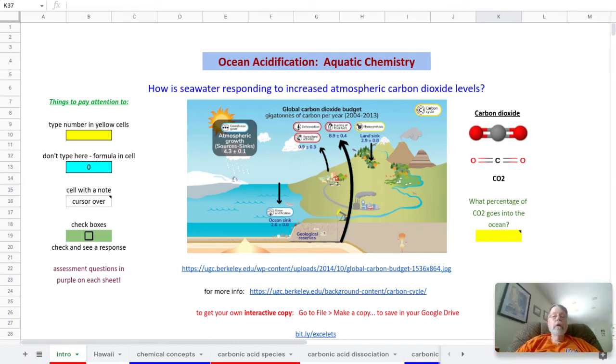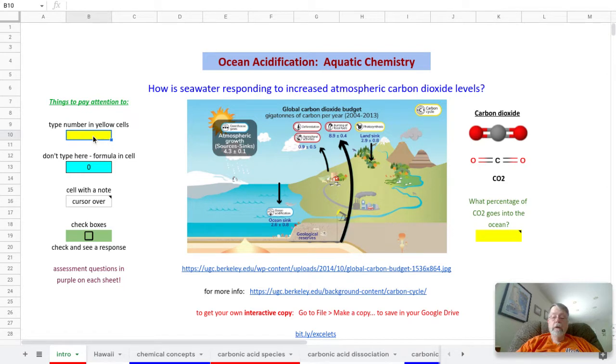Okay, ocean acidification, an interactive Google spreadsheet. To get the spreadsheet, go to this shortened bit.ly link, cursor down the page, and you'll find this. The copy that you open is uneditable. However, if you go to File, make a copy, put it into your Google Drive, and students would have to do that as well. The interactive features that you get to play with are over here on the left-hand side.